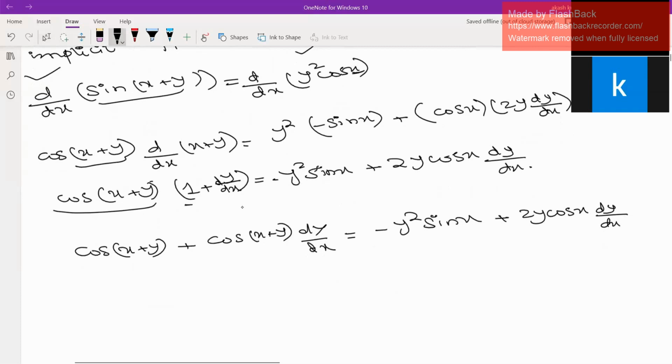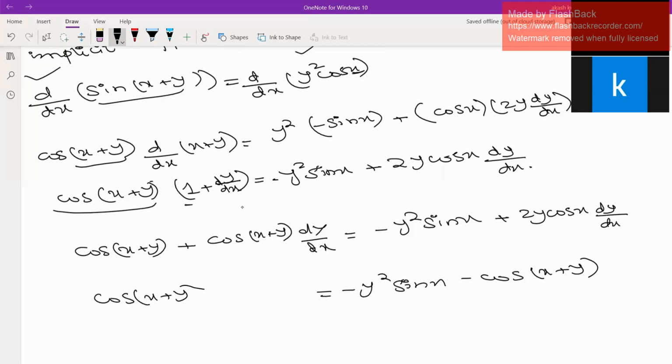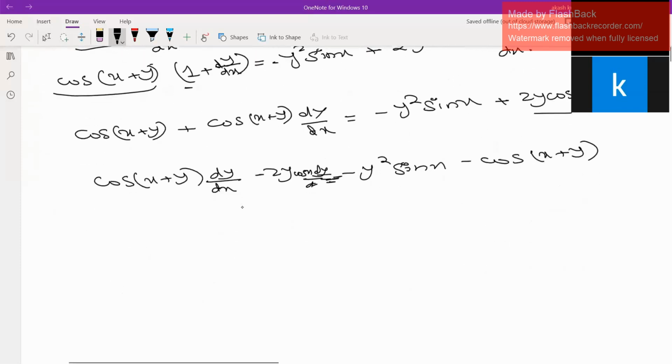Okay, now taking the dy by dx terms on one side, and the cos of x plus y and minus y square sine x on the other side of the equation. So minus y square sine x as it is, and taking cos of x plus y to that side, it becomes minus cos of x plus y. Taking the cos of x plus y dy by dx term to this side, it becomes minus 2y cos x dy by dx. Is it clear? Yes. Okay.